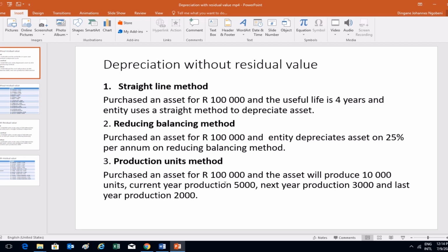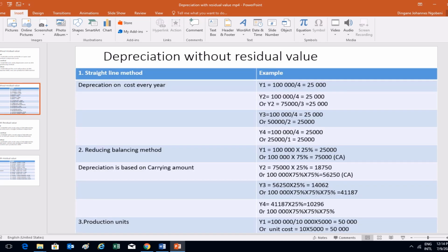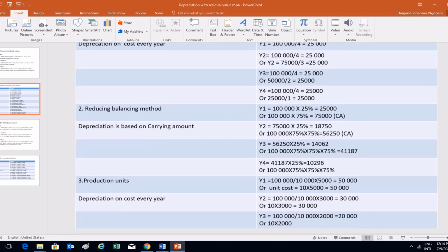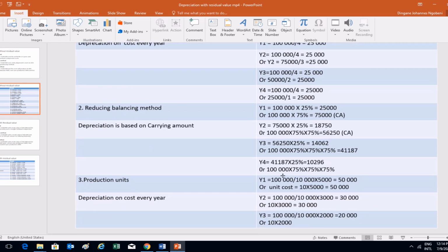Then you go to number 3, production unit method. What you need to know is the cost and how much this machine will produce. Let's go to the example. Here's my cost. It's going to produce 10,000 units. I know 100,000 divided by 10,000 times 5,000 of first year, it will give me 50,000. Or I can just determine my unit cost. How much is my unit cost? 100,000 divided by 10,000, it will give me 10 rand per unit. Every unit will cost me 10 rand when I produce.